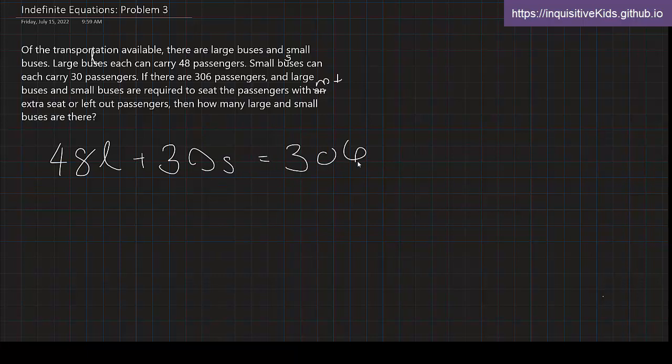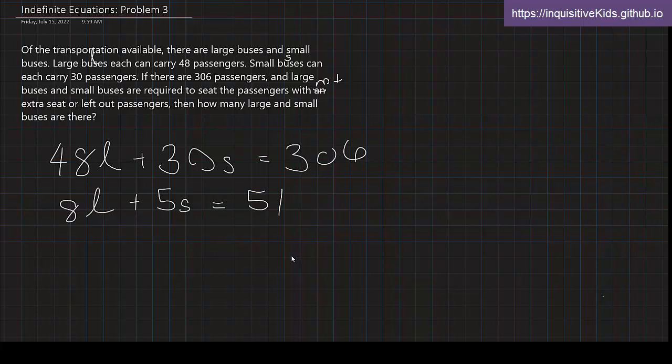Now, since each of these sides is a multiple of 6, let's divide them and simplify this so everything would be easier. 8L plus 5S is equal to 60.